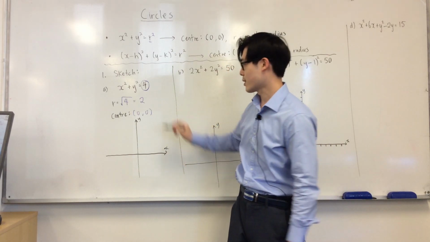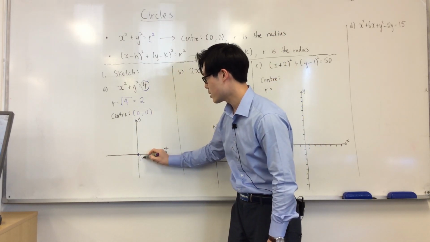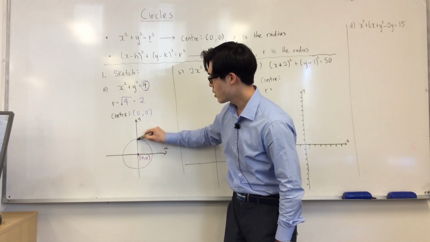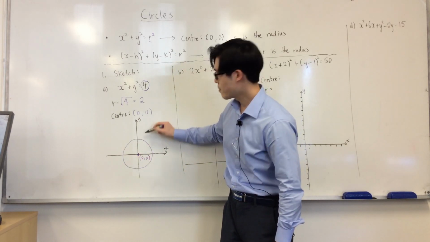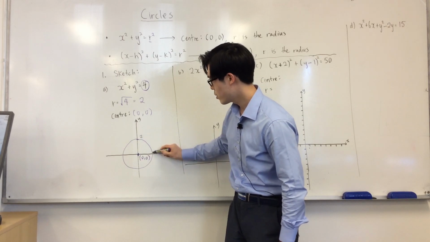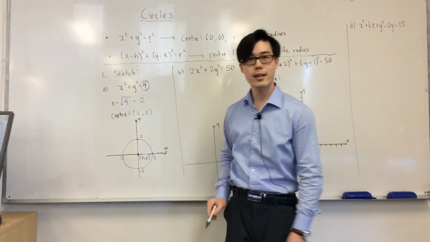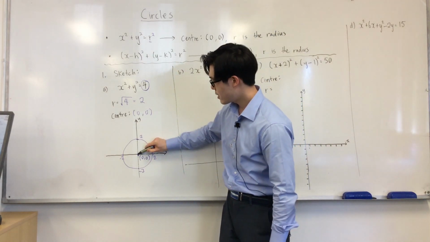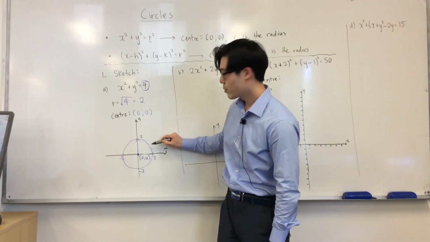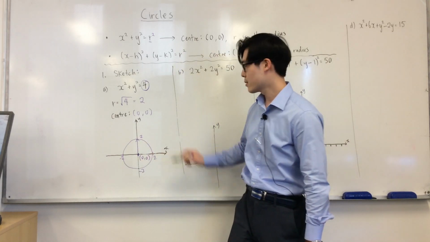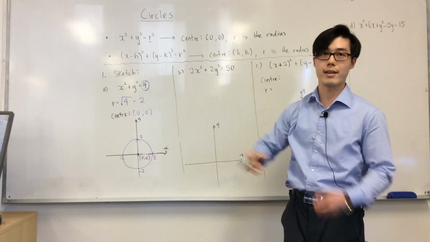So let me show you what it looks like. Label the center 0, 0, and you're basically drawing a circle around it with the radius of 2 units, which means it has to go through 2, 2, minus 2, minus 2. Can you see that? Can you see from the center, the radius is 2 units from any point of the circle? Okay, so that's how you draw a circle with that information.